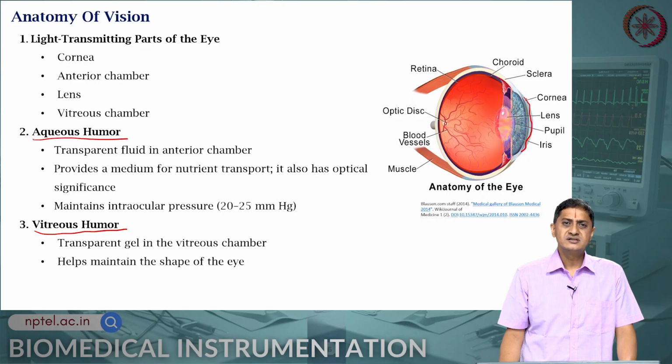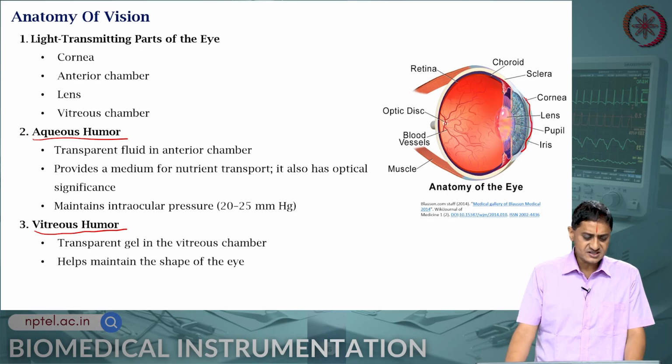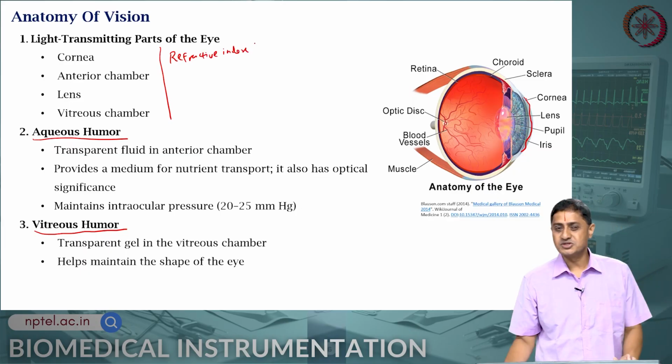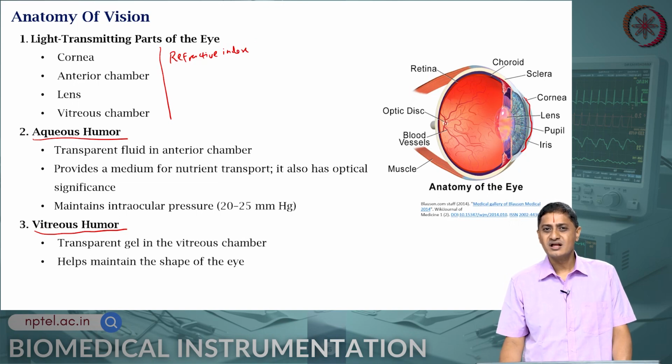It turns out that each of these 4 light transmitting parts of the eye contribute differently to the refractive index. All of these contribute, except most of the contribution comes from where? Students would think that most of the contribution comes from the lens, but actually most of the contribution comes from the cornea itself. It's a common misconception, but all of them contribute to the refractive index. So, the anterior chamber contains an aqueous humor.